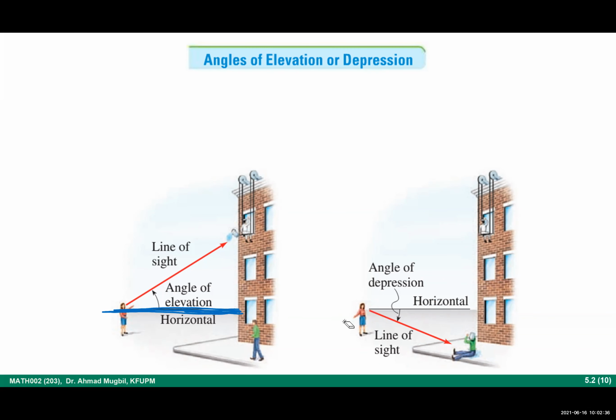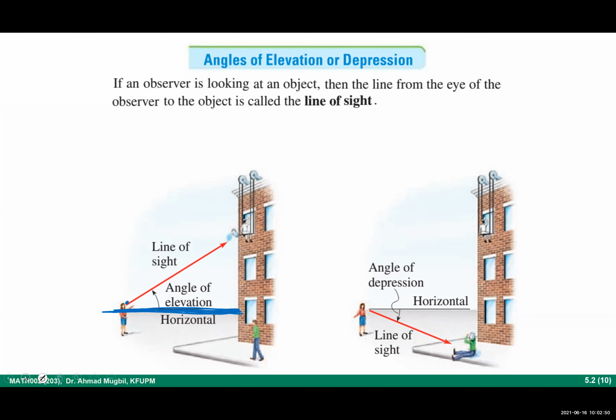Here, when you are looking at something upper than the horizontal line, the line from the eyes of the observer to the object being observed is called the line of sight. So this is the definition of the line of sight. The line from the eye of the observer to the object being observed is called the line of sight. If the line of sight is above the horizontal line, we have this angle, and we will call it angle of elevation.